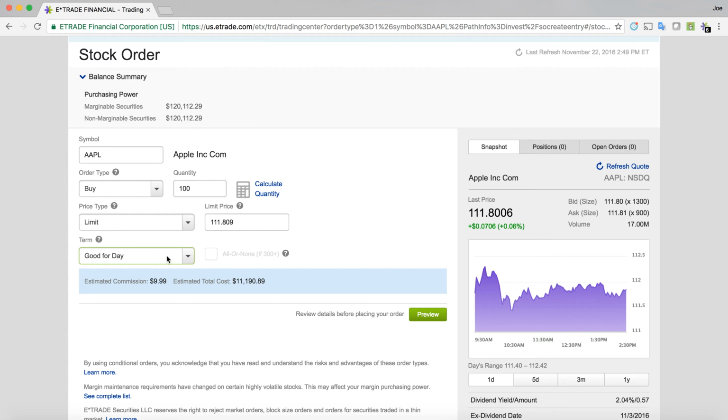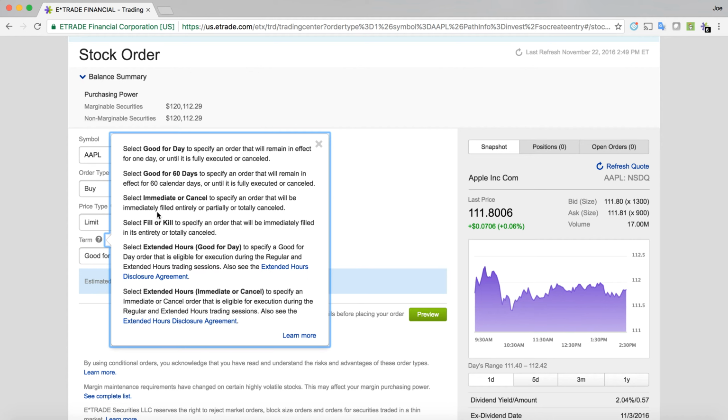Now, there are also other terms. You can do it for good for 60 days. You can do it immediate or cancel. Let's check out what all of this means. Good for 60 days, obviously self-explanatory. It's good for 60 calendar days or until it's fully executed or canceled. Immediate or cancel specifies an order that will be immediately filled entirely or partially or totally canceled. Fill or kill specifies an order that will be immediately filled in its entirety or totally canceled. So if there aren't 100 shares available at that price I want, my order is going to be killed or canceled.